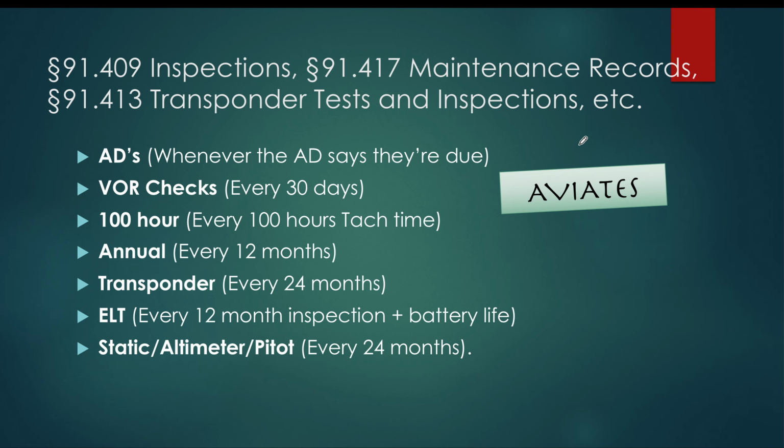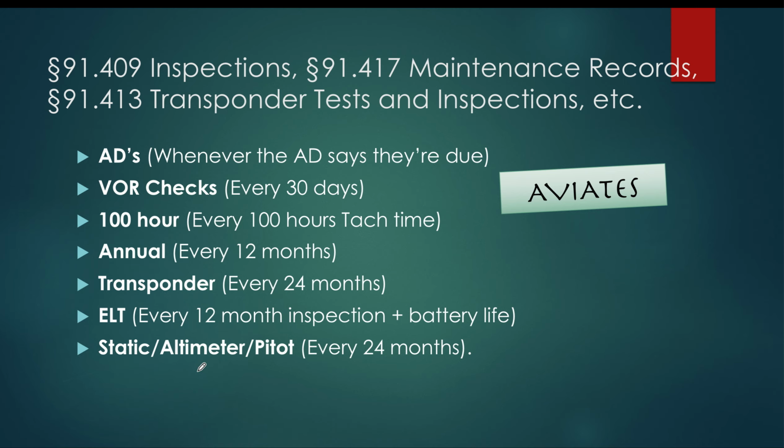And then the static altimeter pitot system. Most of you are going to do it the wrong way and Google it, and you're not going to get the static system inspection on there. You're going to get 100-hour or annual because you're going to put an altimeter instead. So use Aviates. One less reason to forget an inspection.